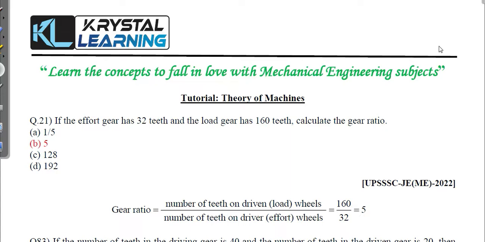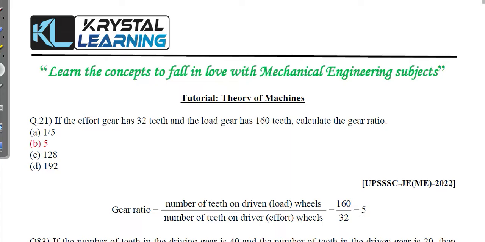So I decided to make a video on this and see what the confusion is and what the solution for that confusion is. This question came in the UP, that is Uttar Pradesh, SSC-JE Mechanical Examination 2022. Because of this question only, the confusion came.